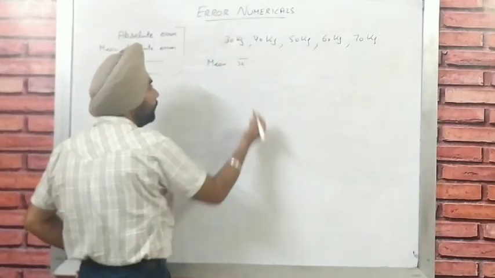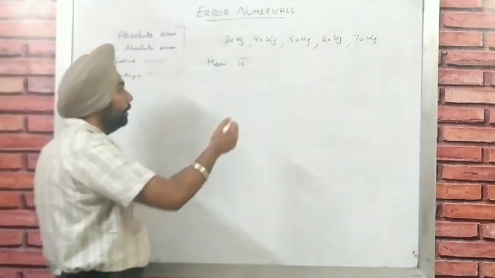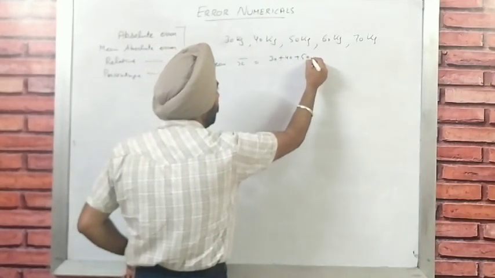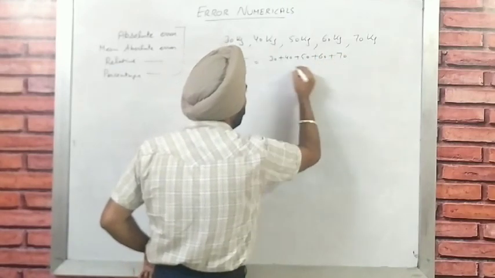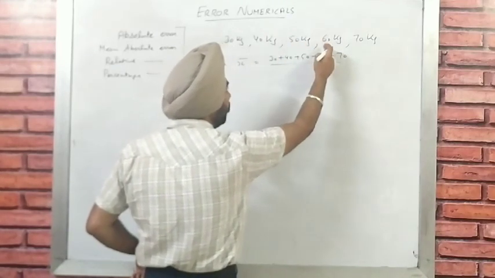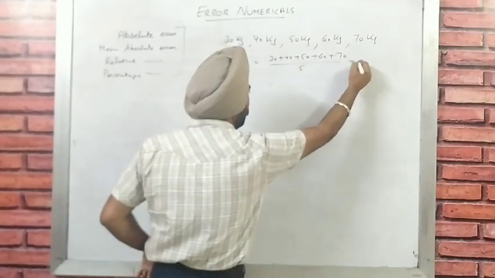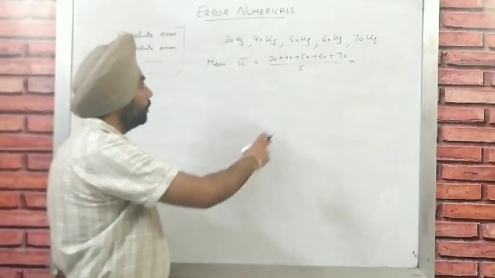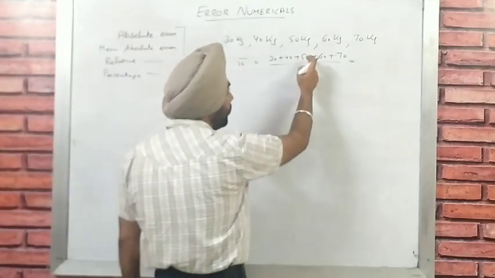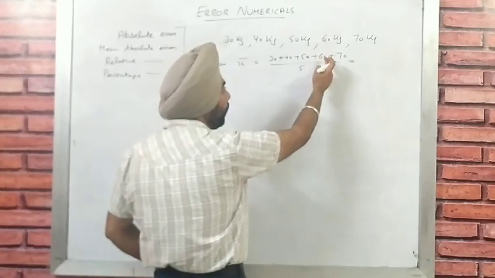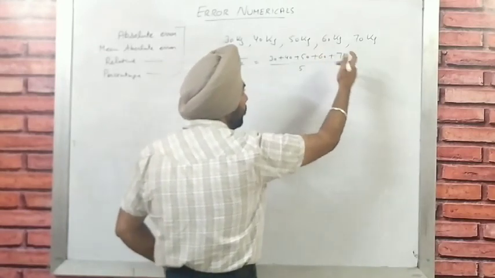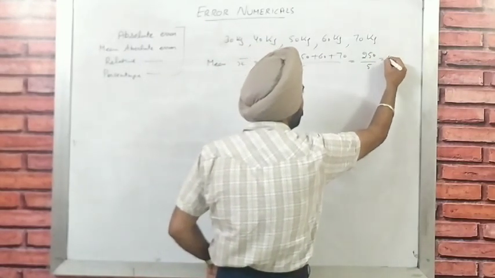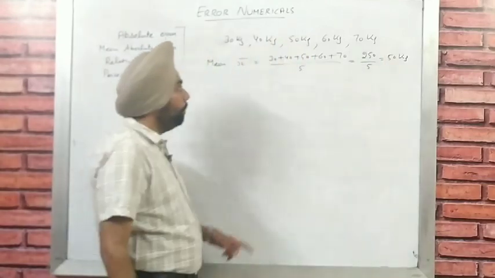Now mean has a symbol of x bar here. So if we are taking the mean, it is 30 plus 40 plus 50 plus 60 plus 70, and there are 1, 2, 3, 4, 5 students, so divided by 5. Now what is going to be your answer? So calculate that. 40 plus 30 is 70, 70 plus 50 is 120, 120 plus 60 is 180, and plus 70 is 250. So 250 over 5, which means 50 kg is going to be the mean.